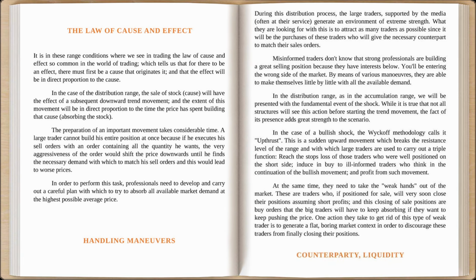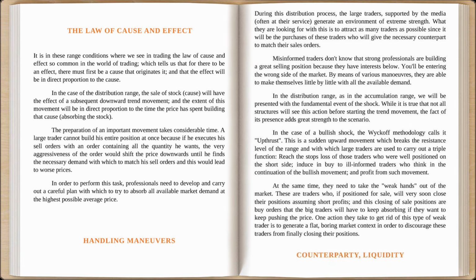This is a sudden upward movement which breaks the resistance level of the range, and with which large traders are used to carry out a triple function: reach the stop losses of those traders who were well positioned on the short side, induce to buy ill-informed traders who think in the continuation of the bullish movement, and profit from such movement. At the same time, they need to take the weak hands out of the market. These are traders who, if positioned for sale, will very soon close their positions assuming short profits, and this closing of sale positions are buy orders that the big traders will have to keep absorbing if they want to keep pushing the price.